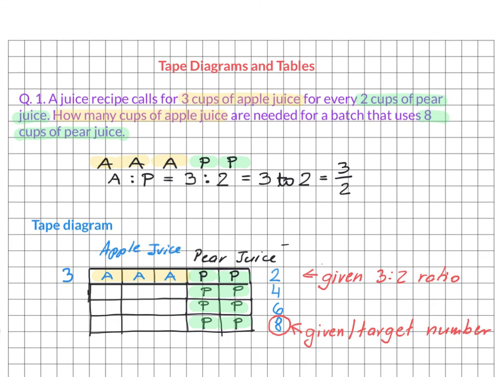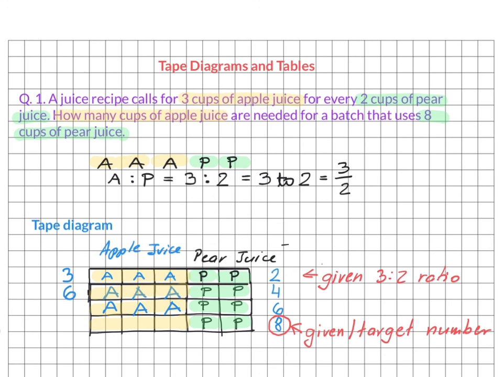I'm going to extend my tape diagrams underneath apple juice, and I'm going to write down, I have 2 cups of pear juice. I'm adding 3 cups of apple juice in the second row, and that's going to give me 6 cups of apple juice. Well, I still have to do 2 more rows of apple juice in order to have the exact ratio. So I'm going to keep adding 3 cups of apple juice for 2 cups of pear juice.